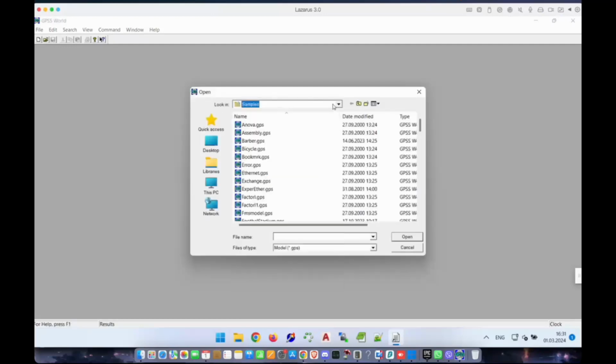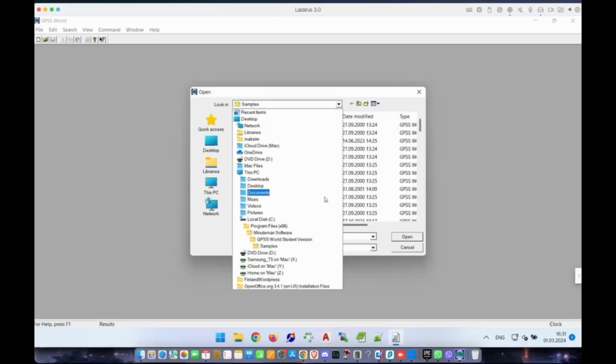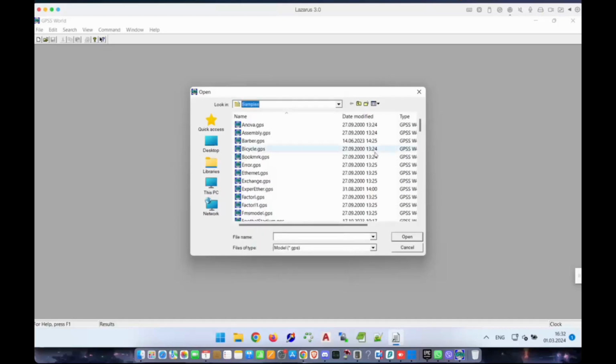Literally, you can find even samples of projects, by the way. When you install the GPSS, you can find samples in the C drive, program files. On 64-bit computers, you have to look for program files (x86), which is the program files for 32-bit computers. If you're using a 32-bit computer, it will be just the program files. Then it's going to be Minuteman Software, then GPSS student version, and then samples. And here you can find tons of samples.